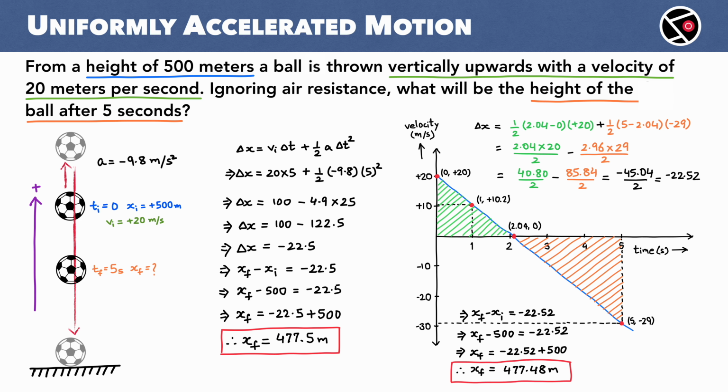The results of both our approaches match to the first decimal place. The slight difference is due to approximations in the graph. Before we conclude this lesson, here is a simple challenge. After the ball is thrown upwards, how much time will it take to return to its original position? Try solving it and share your answer in the comments below.